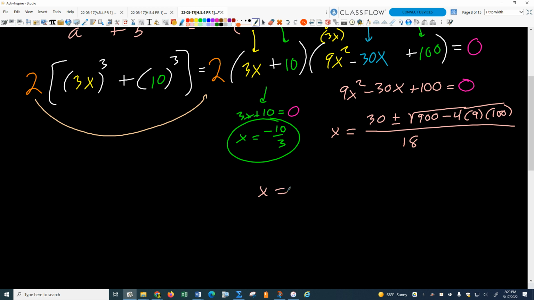Let's split the fractions up, so I'm going to get 30 over 18, right? 30 over 18 plus or minus. Now this is going to give me 900 minus 3600. So that's what? Negative 2700, okay. Plus or minus the square root of negative 2700 over 18. Okay, so the 2700, what do we get?